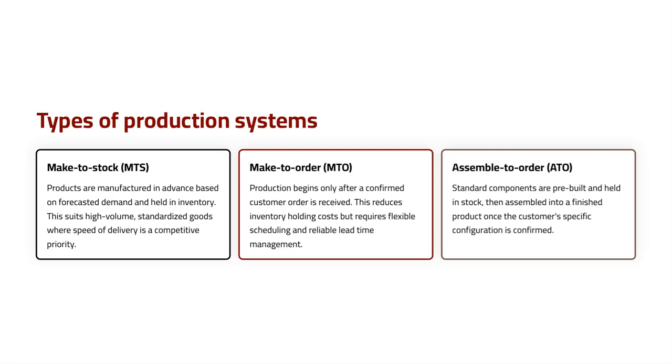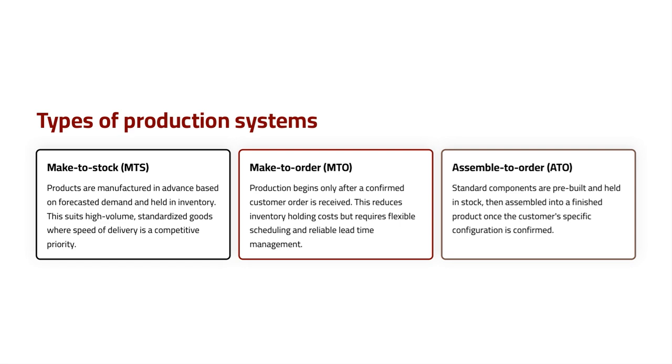Here we're looking at 3 common types of production systems. First, make-to-stock, or MTS. In this system, products are made in advance based on forecasted demand and kept in inventory. This approach works well for high-volume, standardized goods where fast delivery is essential.